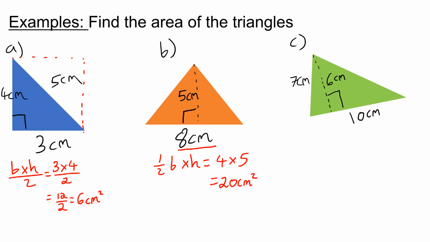And for C, we just need to be aware that we don't need 7, because 7 is neither the base nor the height. It's one of the slanted lengths, so we don't need it. We use the base, which is 10, the height is 6, and just to illustrate it, we could do base times half height. So that would give us 10 times half of 6, which is 3, giving us an answer of 30 centimeters squared.